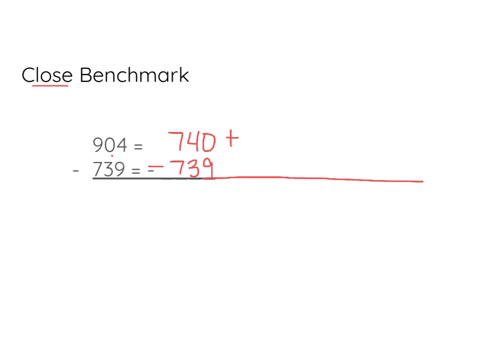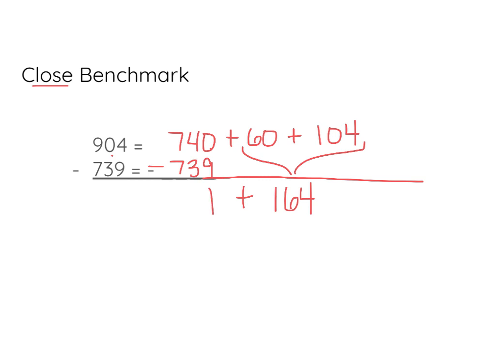If I'm at 740, I need a 60 to get to 800. Now I need a 104 to get to 904. Make sure you add all that together to get a 164. And now 740 minus 739 equals 1, because it's just the partner to get to the next 10. 164 plus 1 equals 165. Great job.